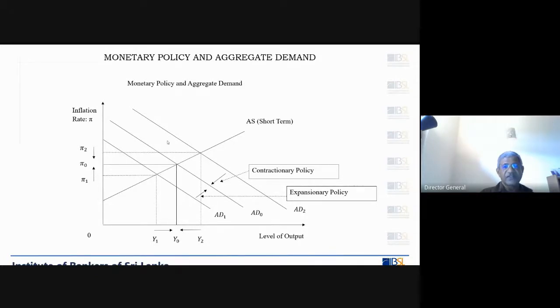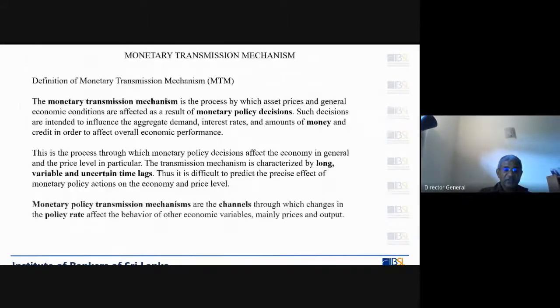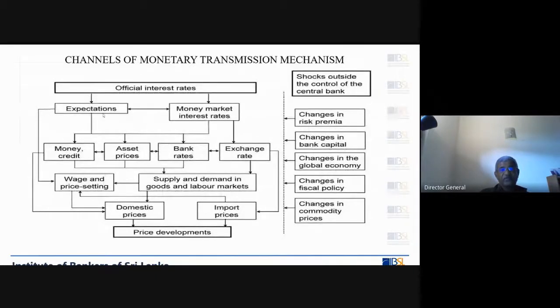Now you can revisit this graph several times whenever you want. You can see how the contractionary monetary policy and expansionary monetary policy finally, this is the final outcome. The final outcome is for the output to change and also the prices to change. And what we are discussing now is how it happens. All these channels are there.